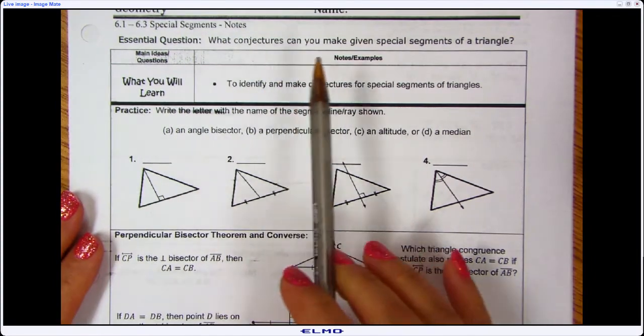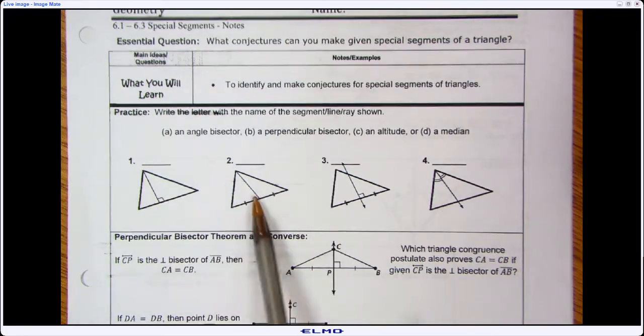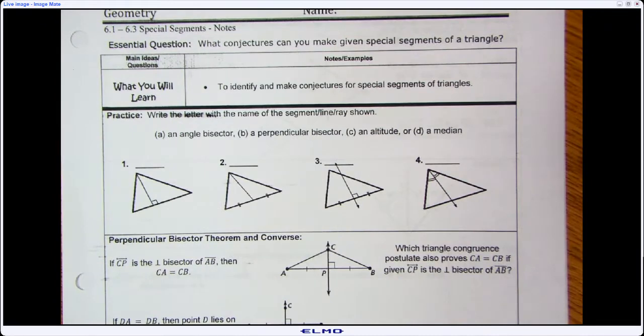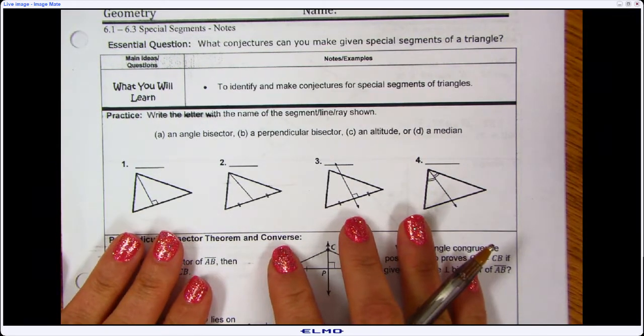So what conjectures can you make given special segments of a triangle? What you're going to learn is to identify and make conjectures for special segments. They're called special segments because if you'll notice, there are 4 different pictures here, and in those 4 pictures, there are special properties about each one of them. I do expect you to be able to identify them on sight, okay?